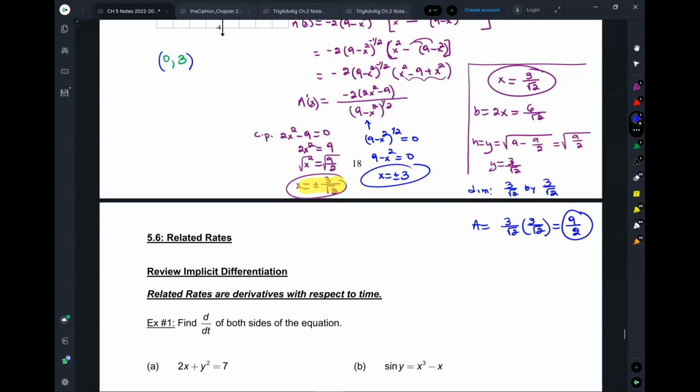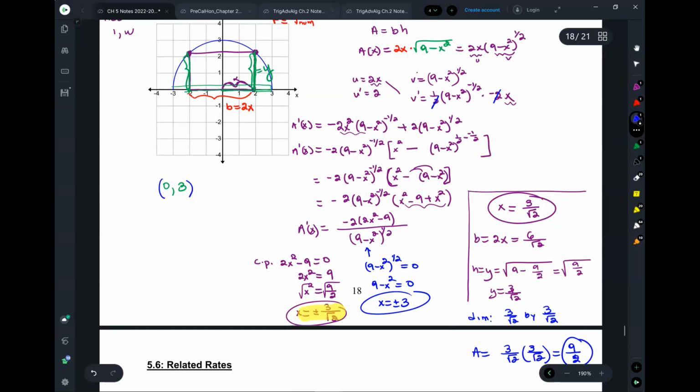I know it's a lot, but again, for the homework, you do have a problem or two like this. So just mimic. Remember, the area is always going to have the same format. Base times height, 2x times y. From that, find the derivative, find the critical points, and then you can generate x and y.